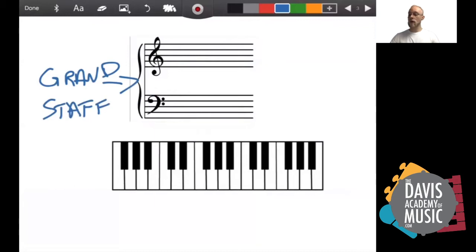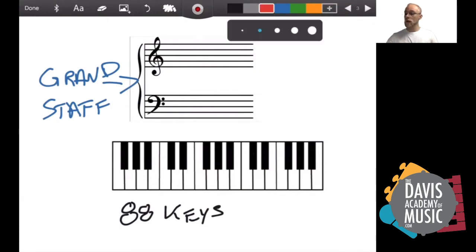Now, the typical keyboard has 88 keys. If you don't have a keyboard that has 88 keys, I encourage you to download an app or some kind of software on your computer or your smartphone or your tablet so that you can play along. And even if it doesn't have the full set of 88, it'll give you an idea of how the keyboard is correlated with the staff that we're going to use.